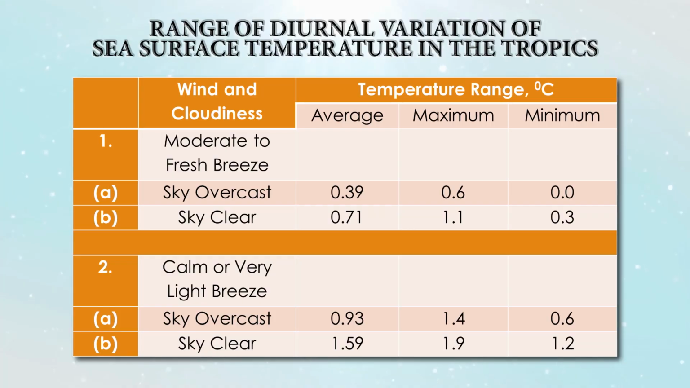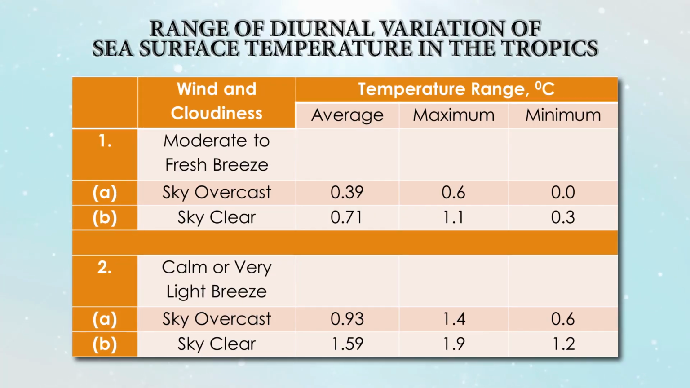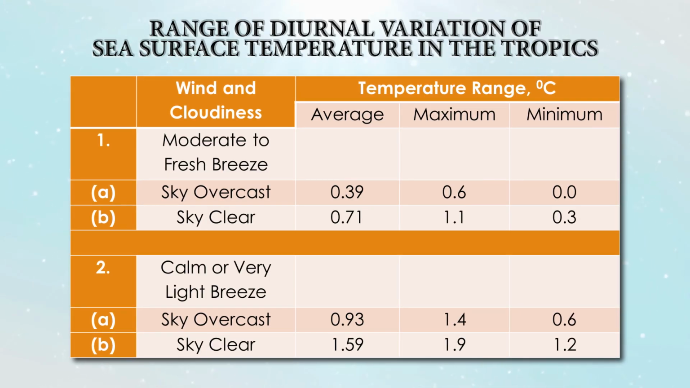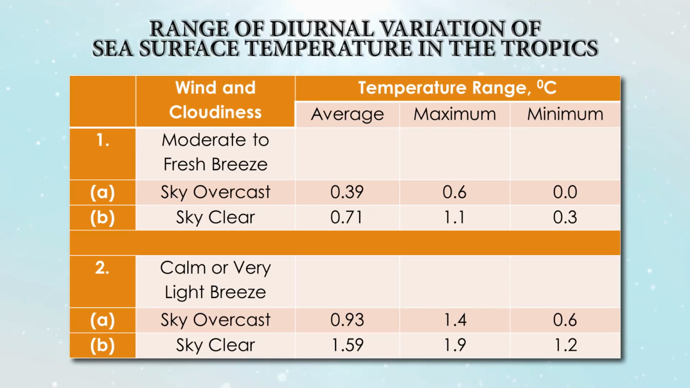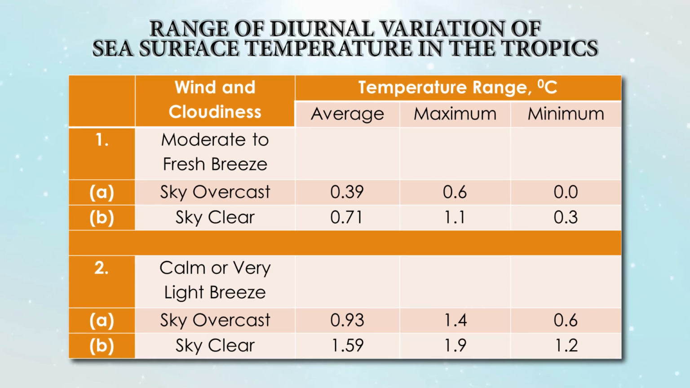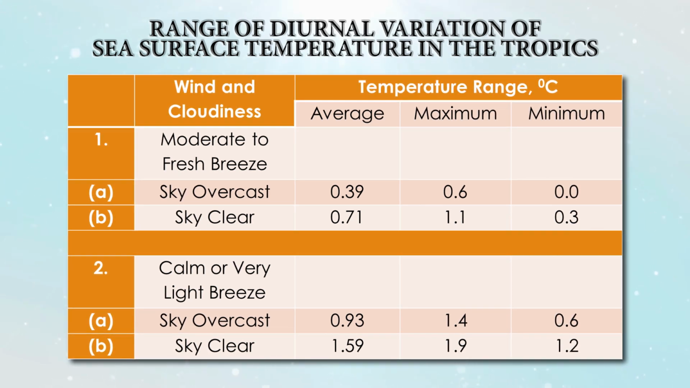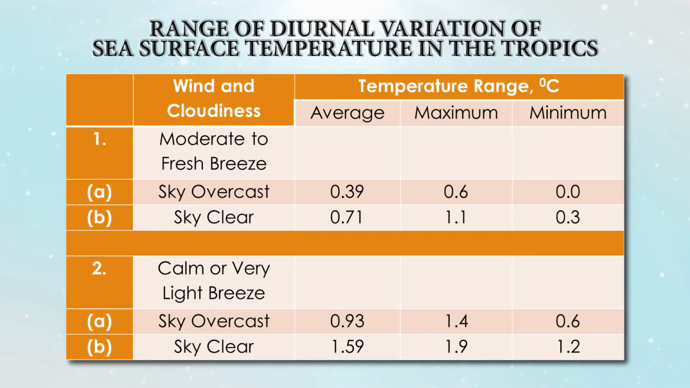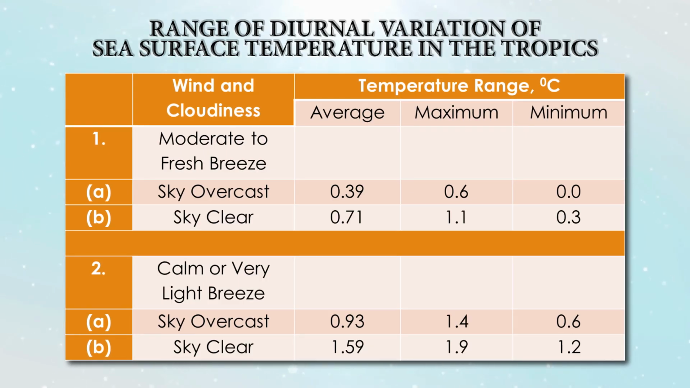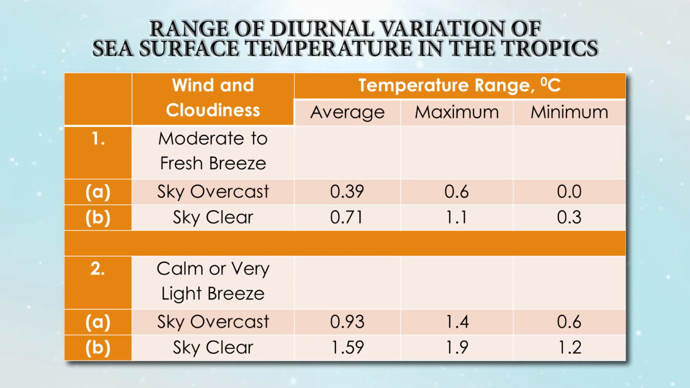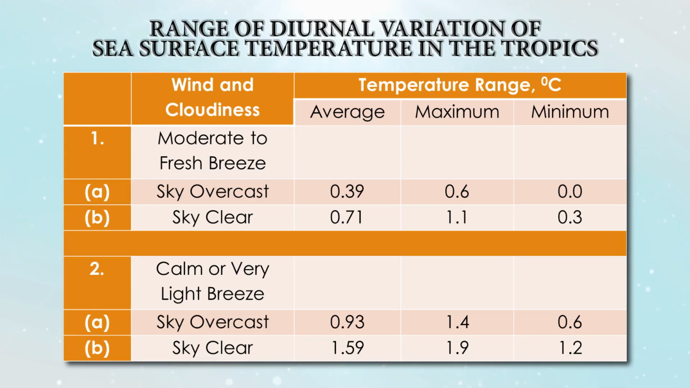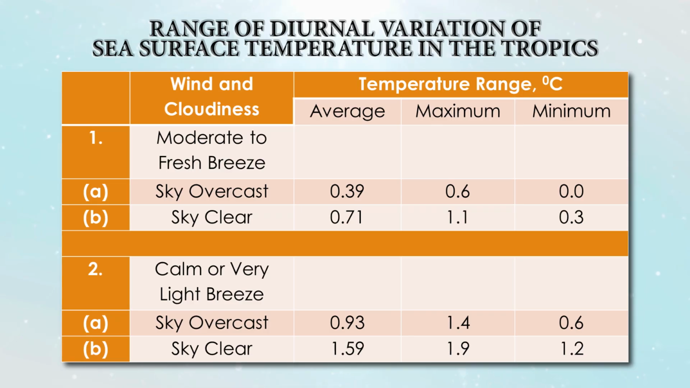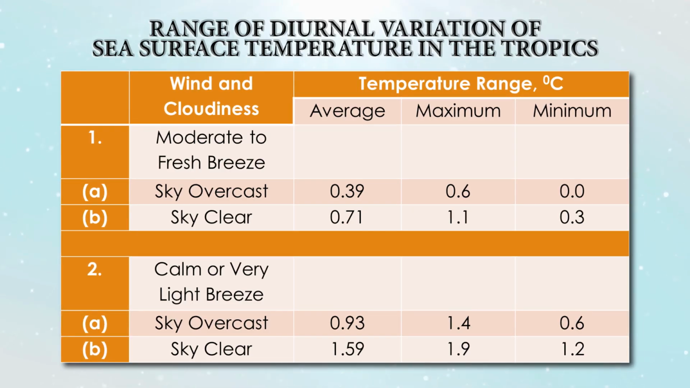Now in this table you can see that there are two conditions: when the sky is overcast and when the sky is clear, and when there is a moderate to fresh breeze. So you can see when the sky is overcast, the average temperature range is only 0.39, while when the sky is clear, the average temperature range is higher, like 0.71. And this condition is shown when there is a moderate to fresh breeze.